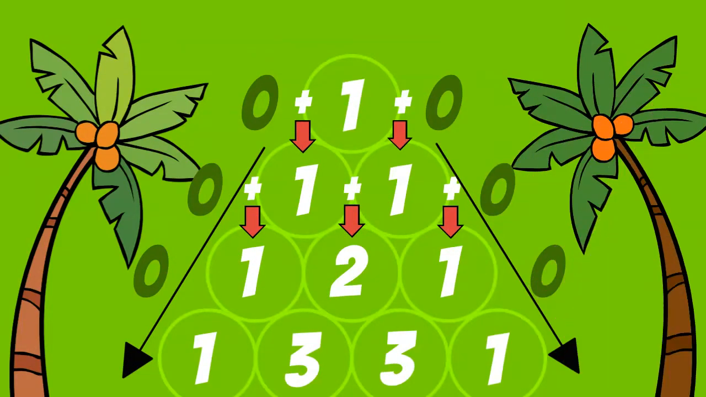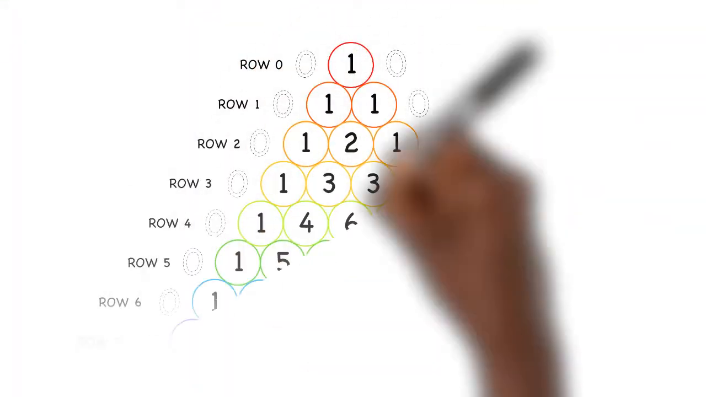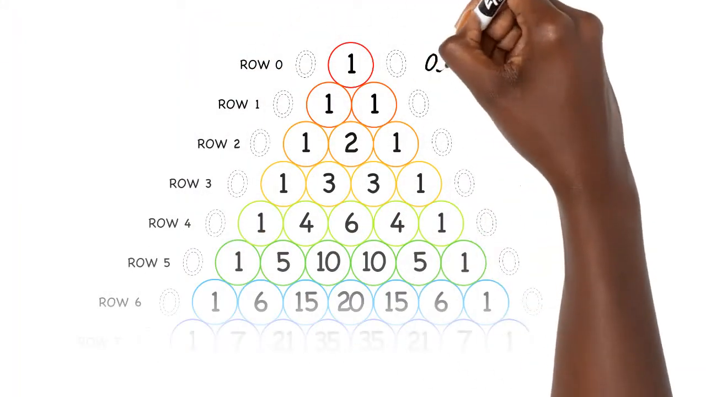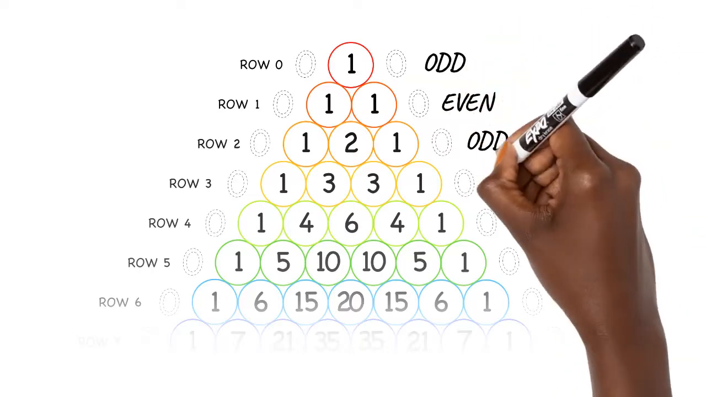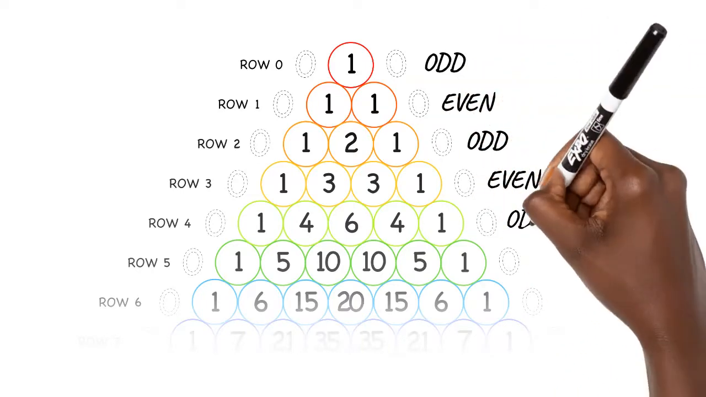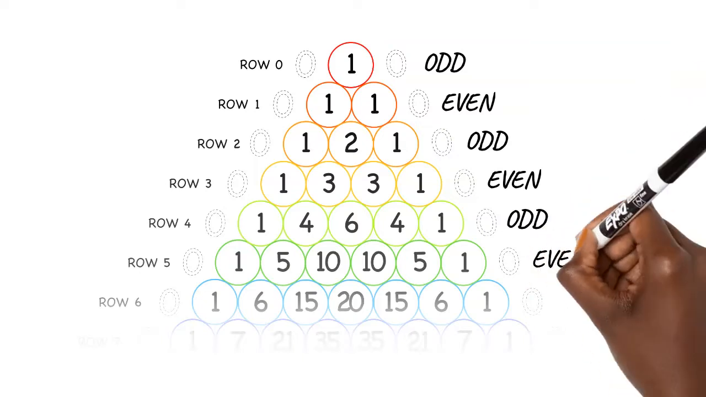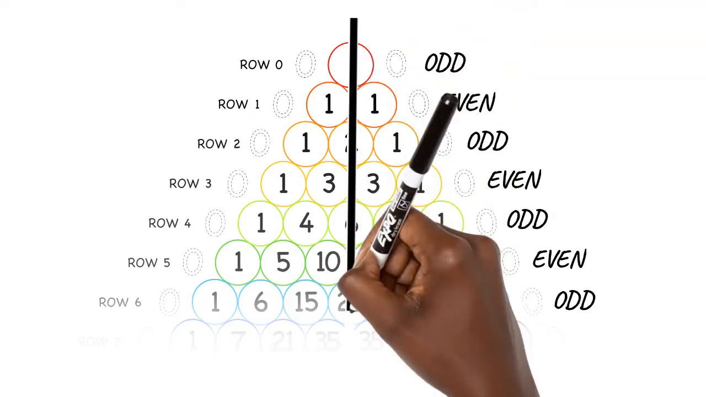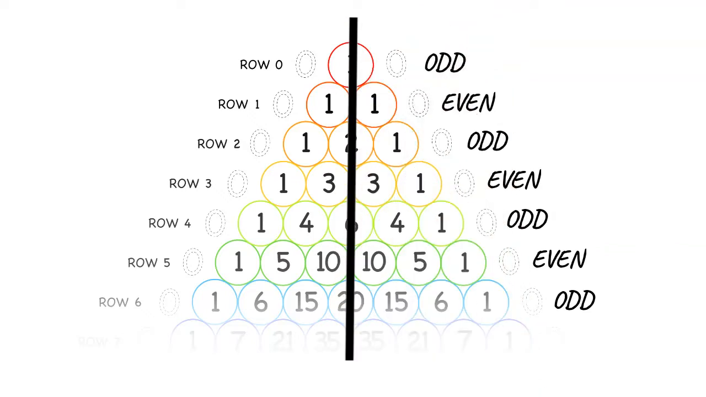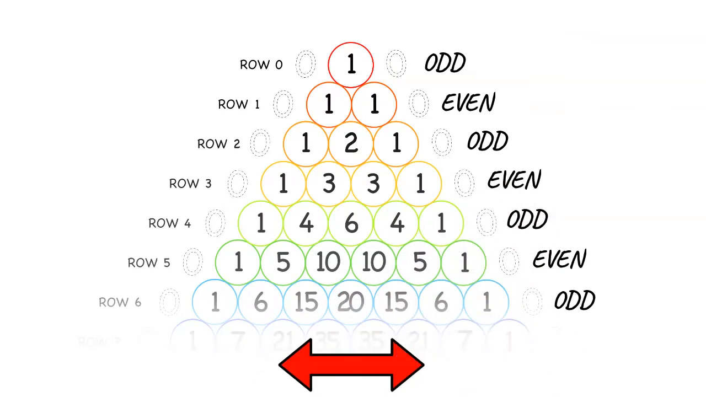I guess because of the way we create the triangle, the rows alternate between having an odd number of entries and an even number of entries. Oh! And each row has symmetry. What do you mean? If I draw a line down the middle of the triangle like this, I get symmetry of the numbers. The numbers on the left side are a mirror image of the numbers on the right side.